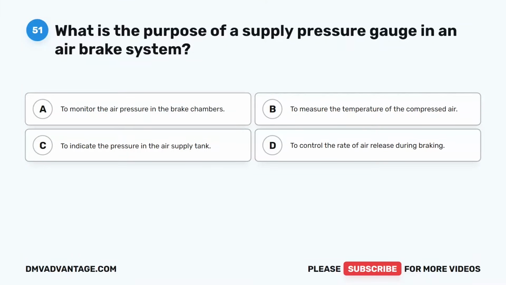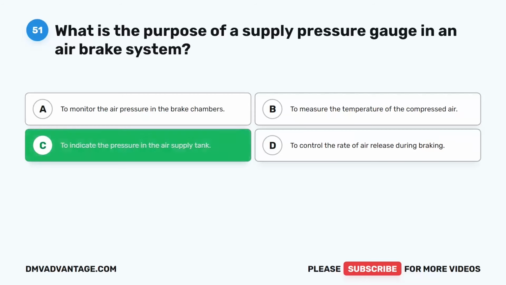Question 51. What is the purpose of a supply pressure gauge in an air brake system? A. To monitor the air pressure in the brake chambers. B. To measure the temperature of the compressed air. C. To indicate the pressure in the air supply tank. D. To control the rate of air release during braking. The correct answer is C.